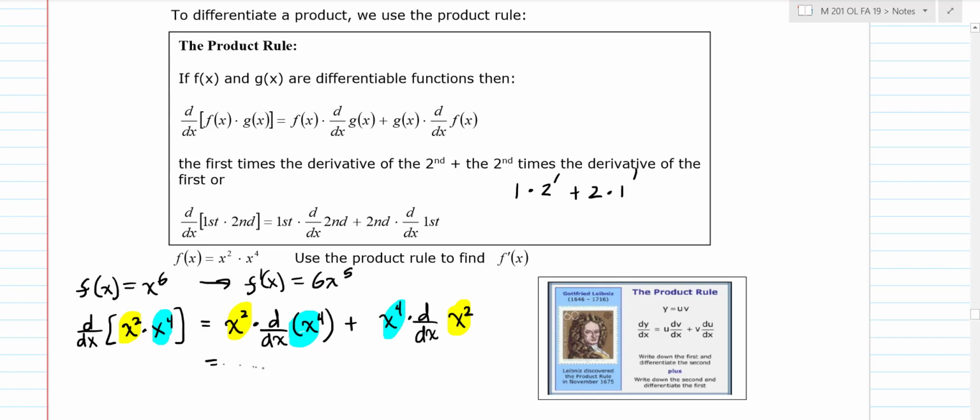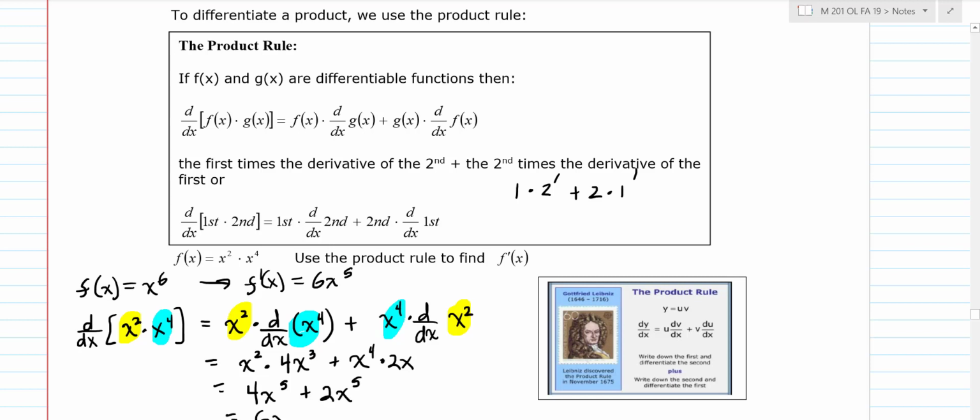So let's see what we get. This would be x to the second, this would be 4x to the third, this would be x to the fourth, and that would be 2x. These go together, so add the exponents. That would be 4x to the fifth added to 2x to the fifth. Those are like terms.